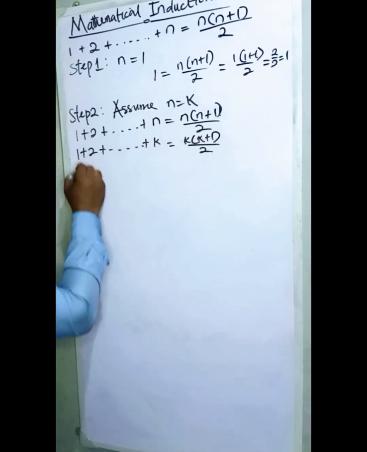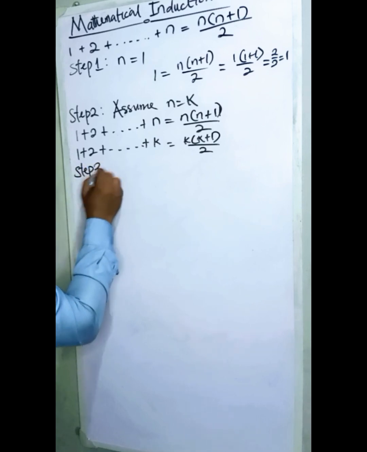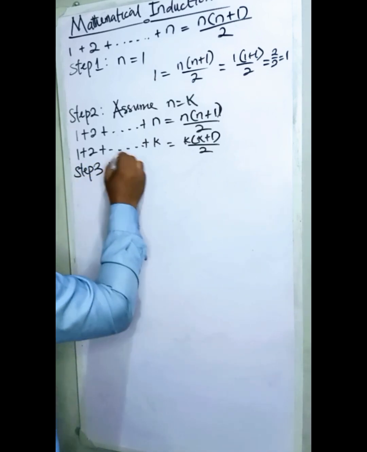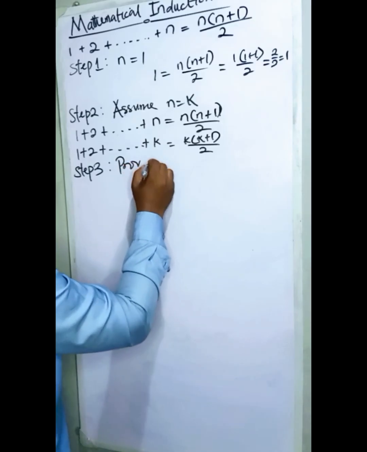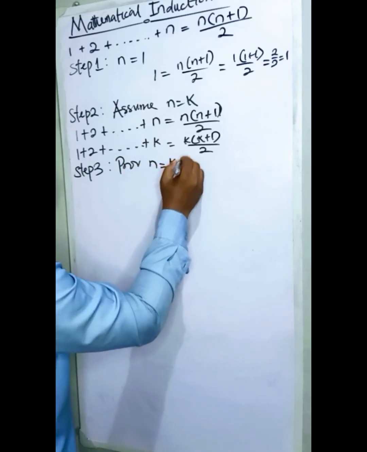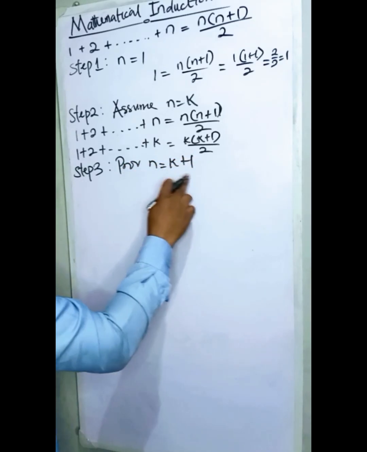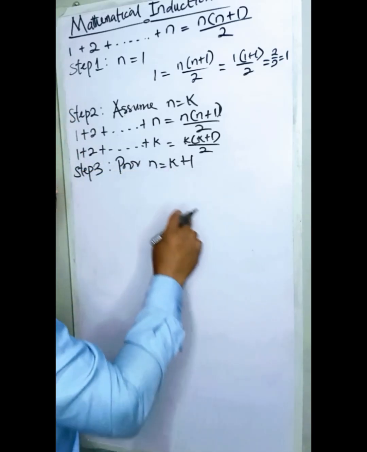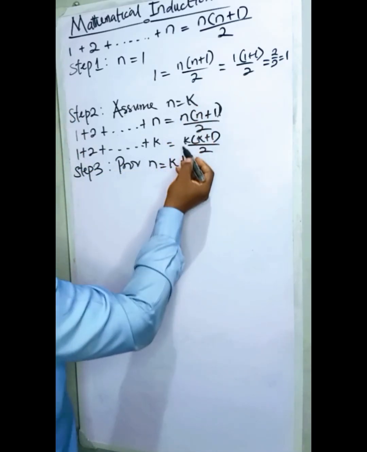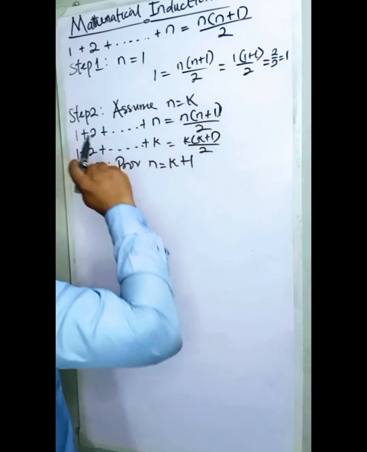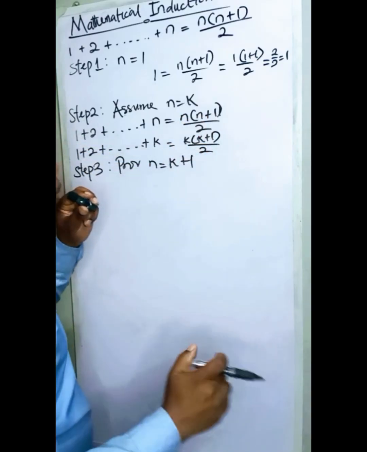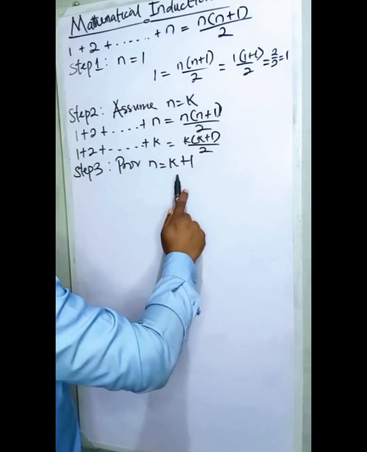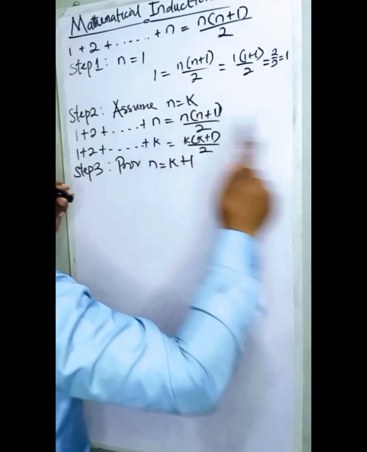From here, I'm going to go to the third step, which is step 3. Step 3 is for me to prove that n equals k plus 1. We're adding a plus 1 here so that we can have an automated system. If I stop at k, it's just going to make reference to that particular number. But plus 1 means I am giving consideration to not just k, but to the next term as well.